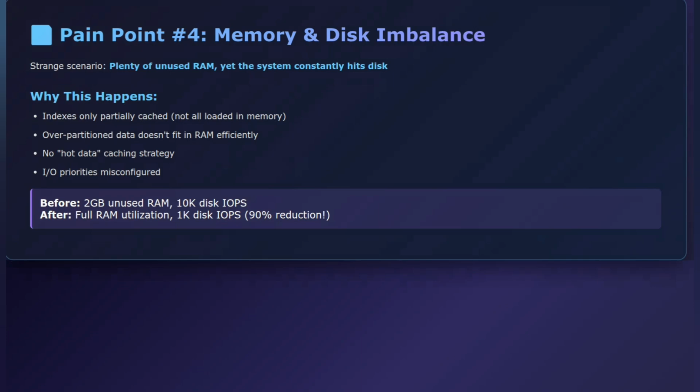Why does this happen? Over-partitioning. You split data into 1,000 shards to distribute load. But now the index is so fragmented that most of it doesn't fit in RAM. Misconfiguration. The system defaults to lazy loading indexes, only load from disk when needed. No hot data strategy. You treat all vectors equally, but 80% of your queries are for 20% of your vectors. That 20% should stay in RAM permanently.